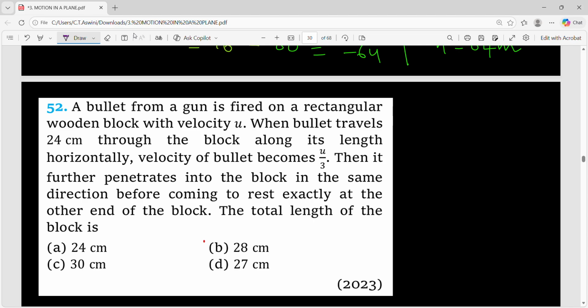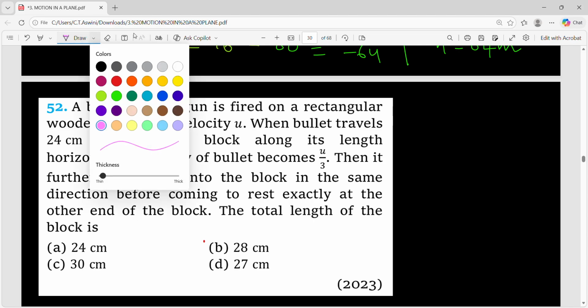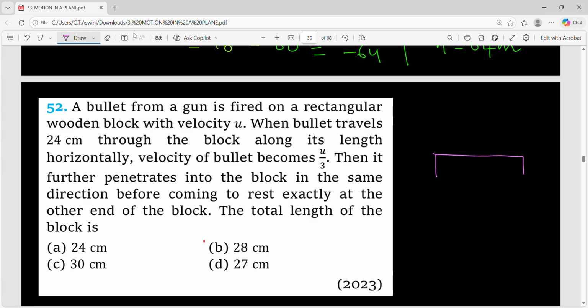A bullet from a gun is fired on a rectangular wooden block. Let this be the rectangular wooden block. The bullet was fired with initial velocity u. So this is the initial velocity. The bullet travels 24 centimeters through the block. So the distance it has traveled is 24 centimeters. The velocity of the bullet becomes u by 3.